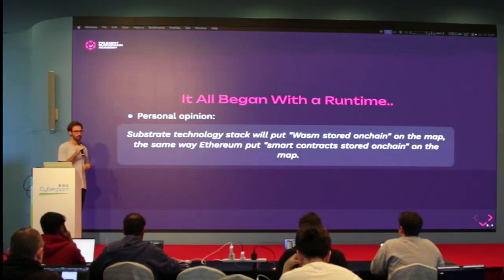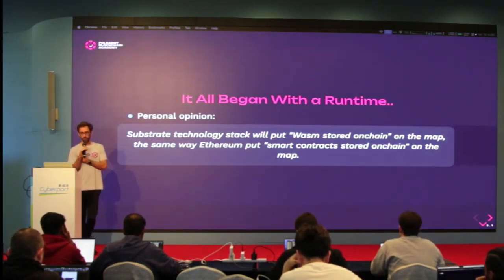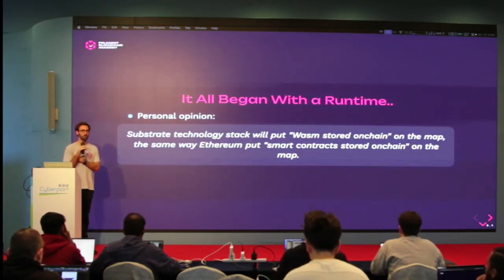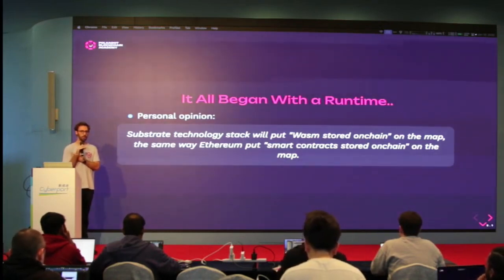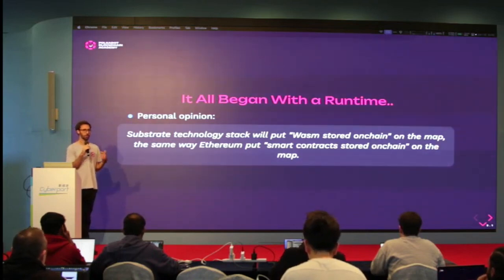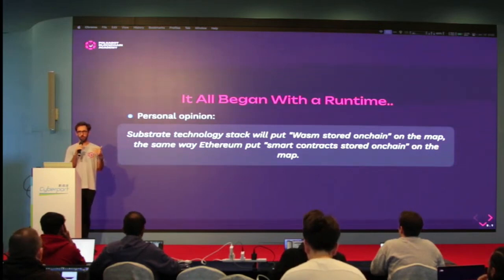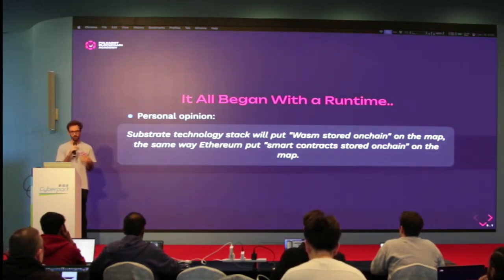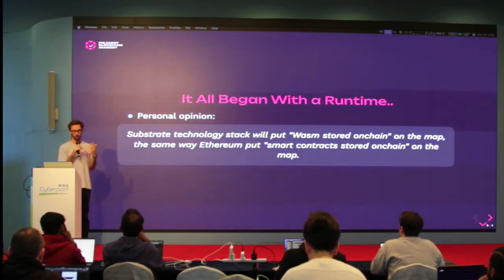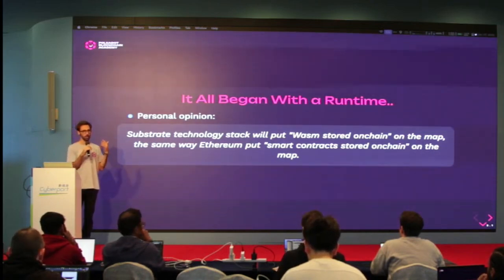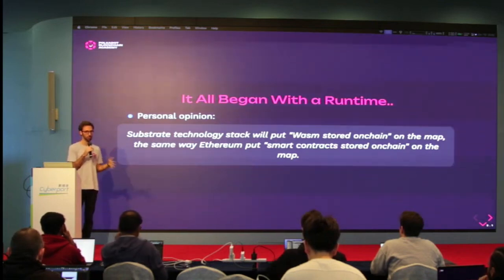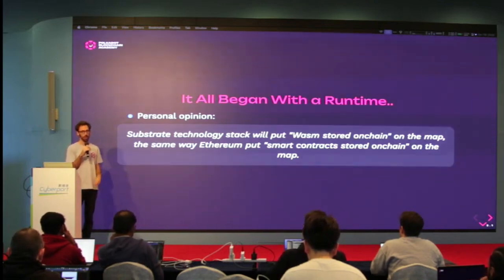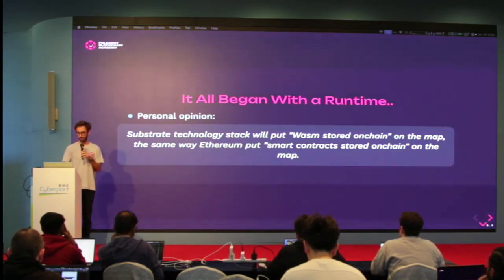Before getting started, a small personal opinion here. I personally think that the way Substrate and Polkadot-based technologies are standardizing the idea of putting the blockchain state machine on-chain, the same way that smart contracts were placed on-chain, is a big deal. And I think it's only a matter of time before more and more ecosystems, more and more blockchains or similar systems start doing the same. So it's a bit of a personal opinion.